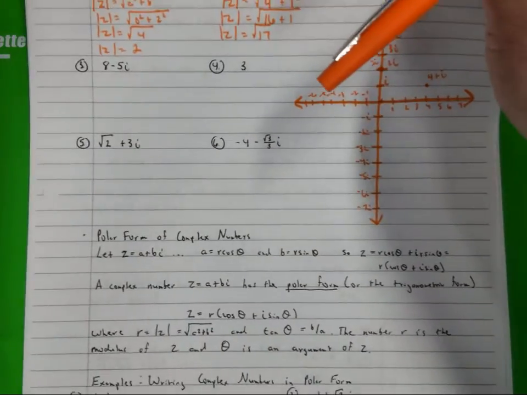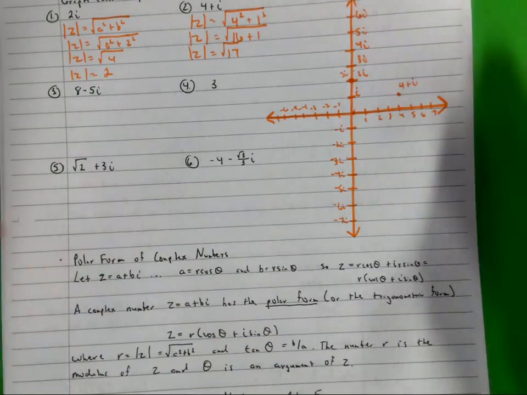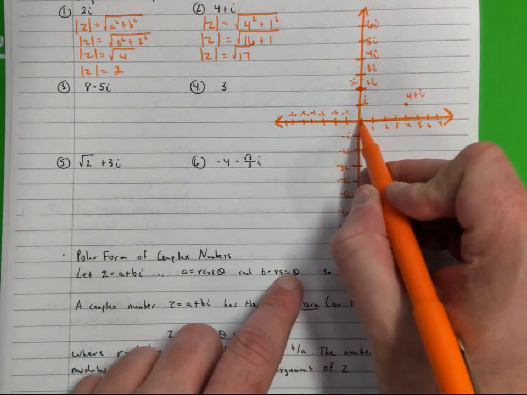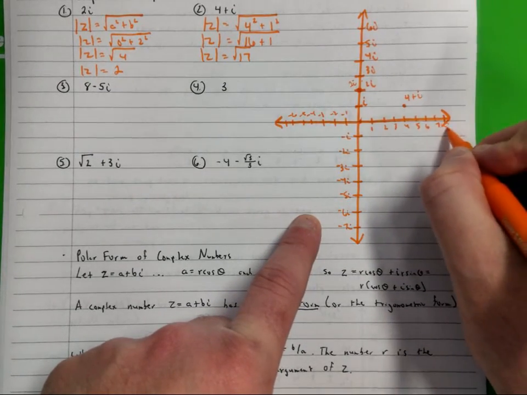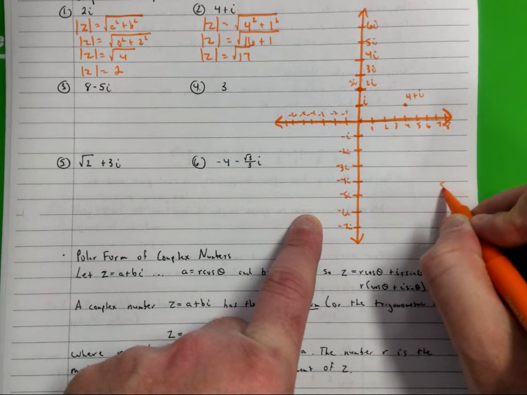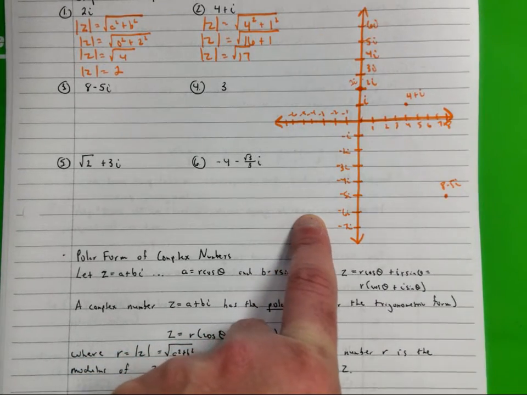Number 3, 8 minus 5i. I graphed the real part first, so I'm going right or left 8? Right 8. Oop, I didn't draw one over. I'm going to put 8 right here. I'm going to go right 8 and then down how many? And I'm going to label it 8 minus 5i.